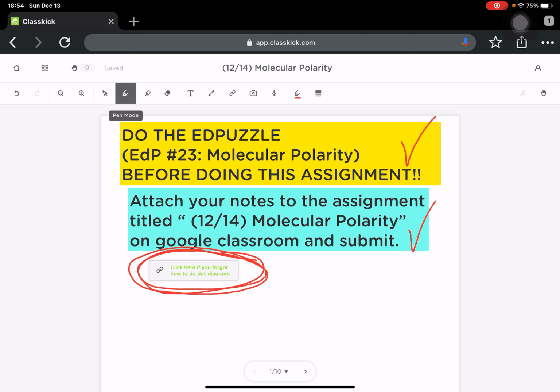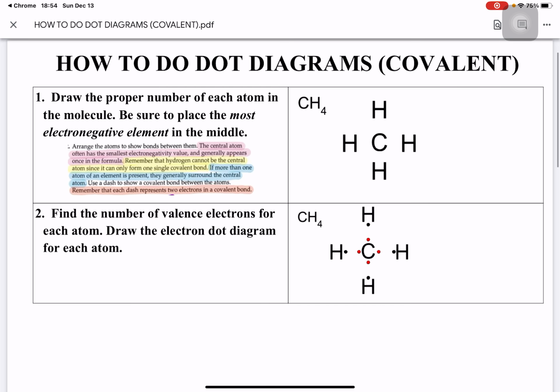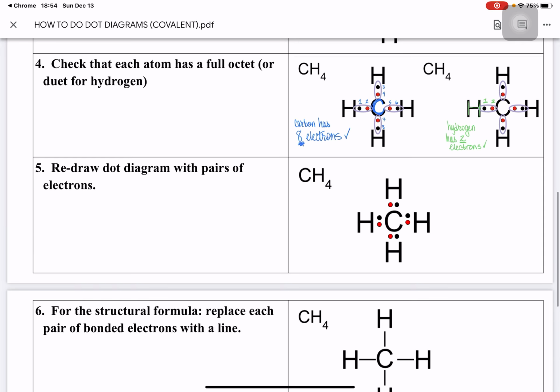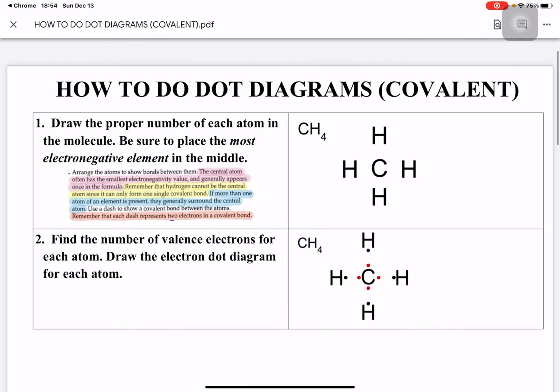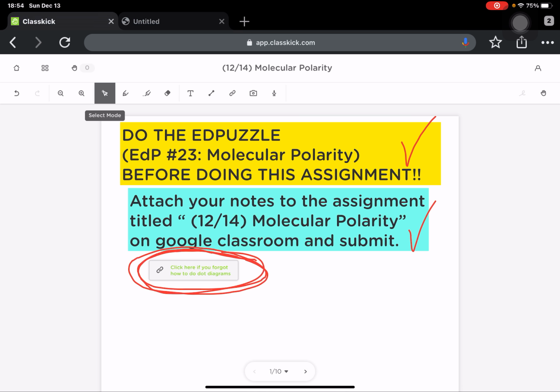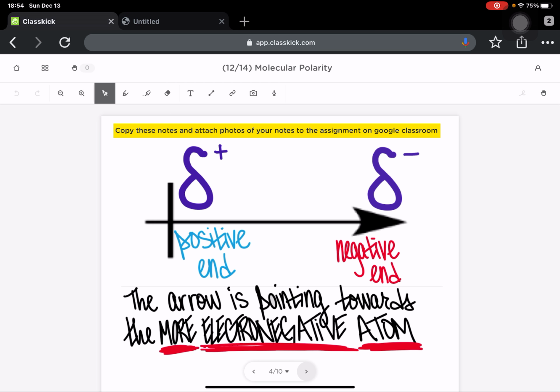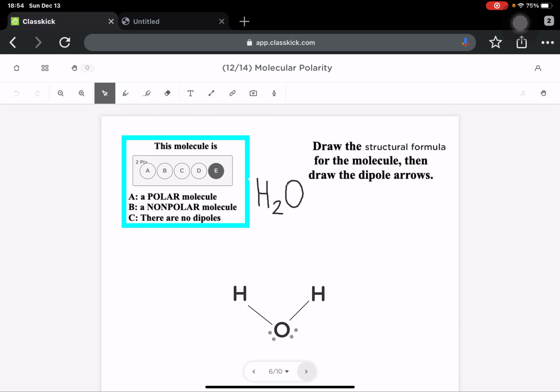If you forgot how to do Lewis dot diagrams, you can click on that. And there are some instructions for you. So I will not be going through how to do the dot diagrams in this video. I'm just going to skip straight to showing you how to do the whole dipole thing.